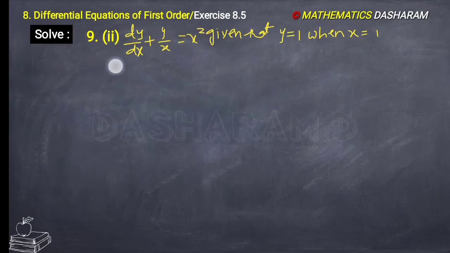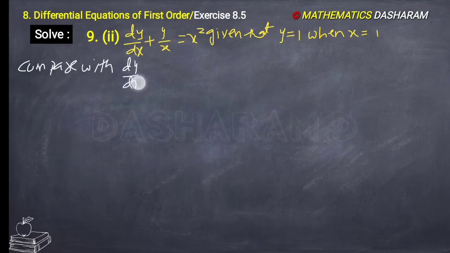Second question: dy by dx plus y by x equals x square, given that y equals 1 when x equals 1. So compare with the standard form, dy by dx plus p into y equals q.